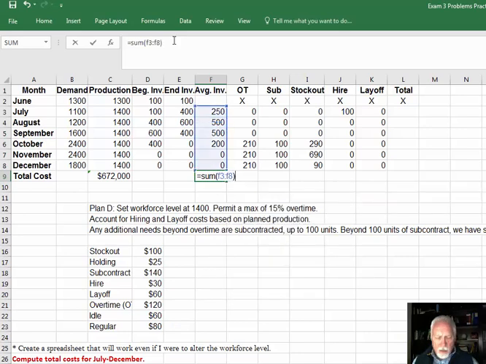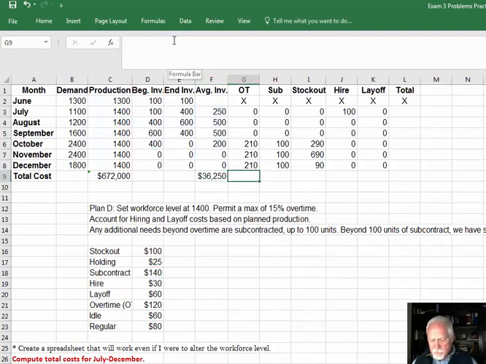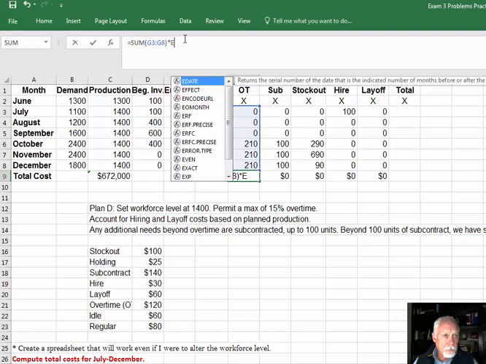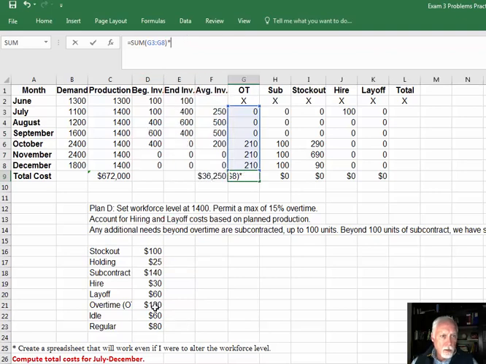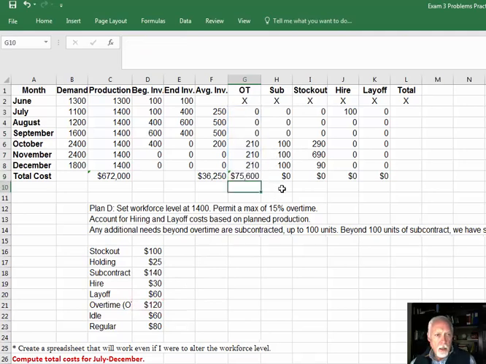So that's F3 to F8 times inventory holding cost, which is D17. Our overtime, same factor actually for all of these, except we're going to have to change the multiplying number. So for overtime, let me go back to here. So overtime is D21, and subcontract is D18, and stockout is D16.